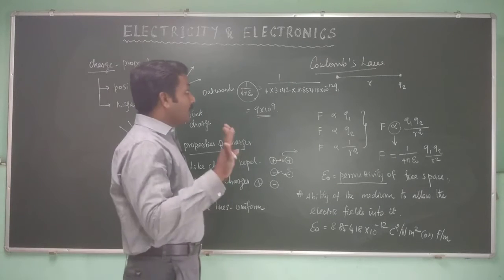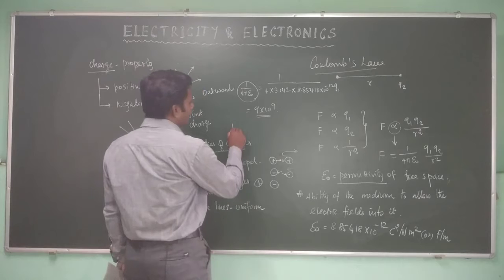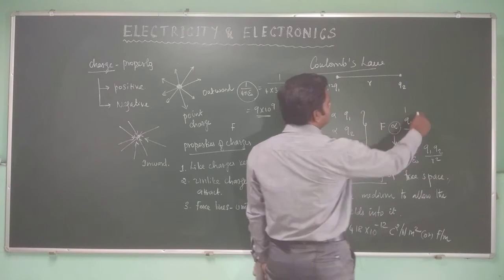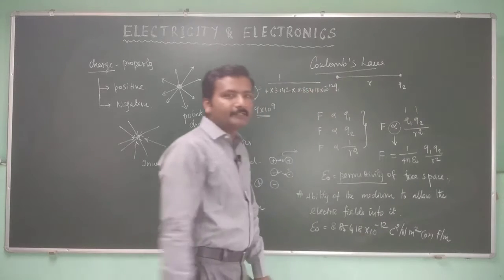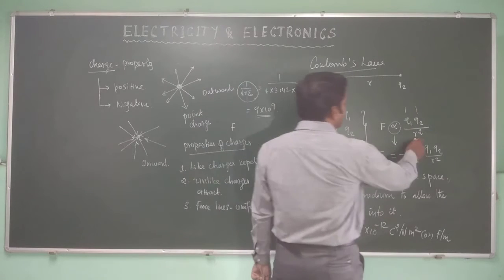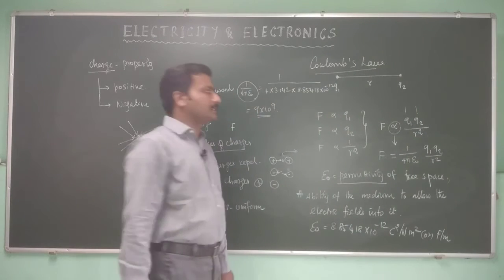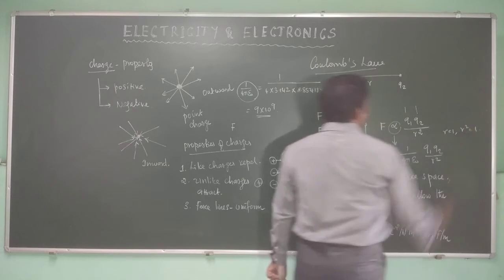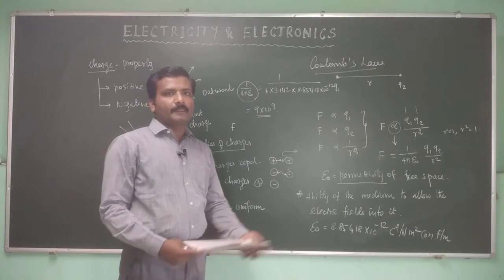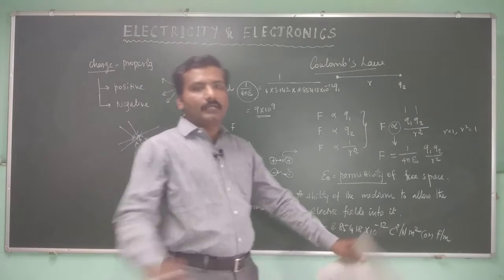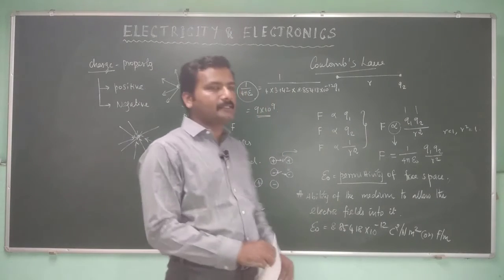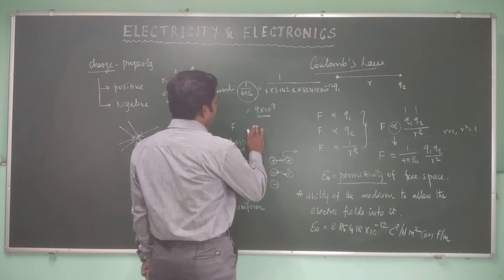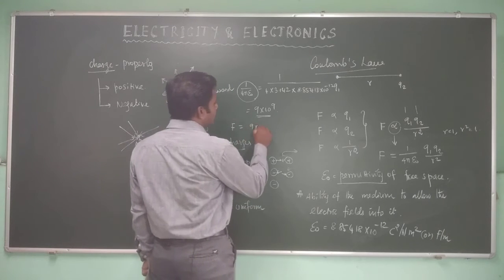Fine. Assume that we are having the charge 1 and this charge is also 1. Both are the same, separated by 1 unit distance. R is equal to 1. In that case, R square equals 1. If two like charges, either positive or negative, are placed at a unit distance, then what will happen to the force? The force becomes 9 into 10 power 9.